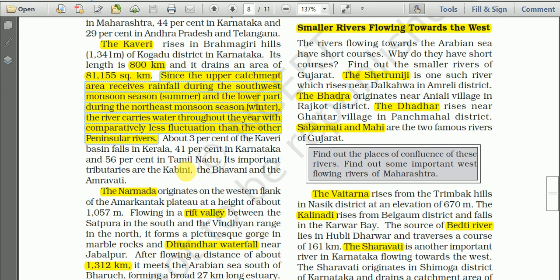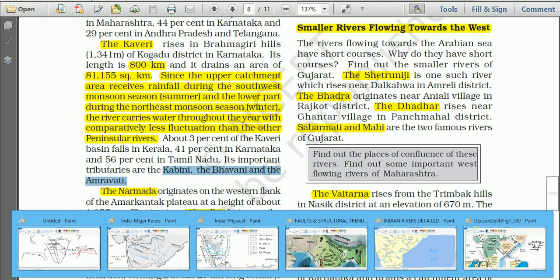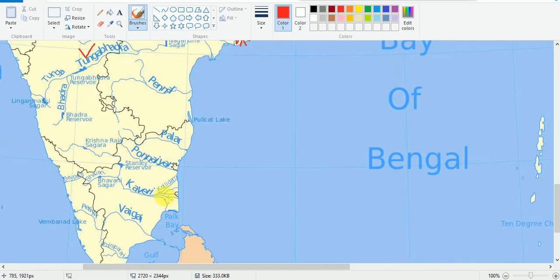About 3% of the Kaveri basin falls in Kerala, 41% in Karnataka, and 56% in Tamil Nadu. Important tributaries are Kabini, Bhavani, and Amaravati. So these are the three important tributaries of the Kaveri River. Let us see where these are. The Kaveri River is here, and the Bhavani River is here; of course, the others are not mentioned here.